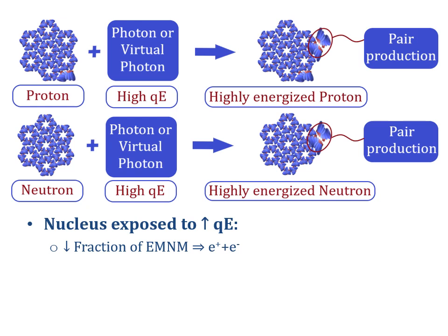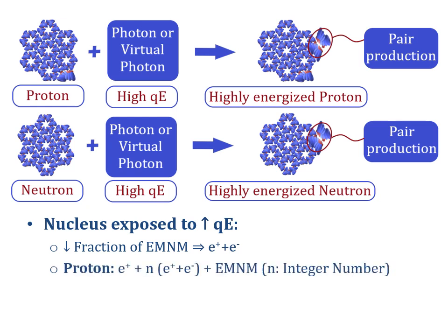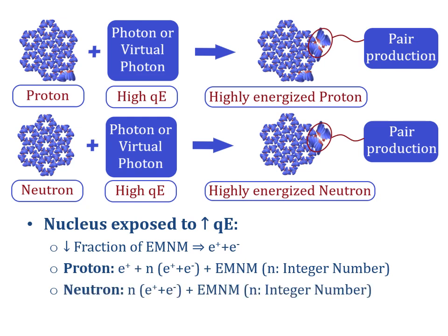Due to the exposure of nucleons to very high quanta of energy during high energy experiments, a minute fraction of electromagnetically neutral mass of the nucleon dissociates into a pair of electron and positron within a nucleon. So a highly energized proton is made up of a positron along with one or more pairs of electron and positron as well as electromagnetically neutral mass. And a highly energized neutron is made up of one or more pairs of electron and positron along with electromagnetically neutral mass.